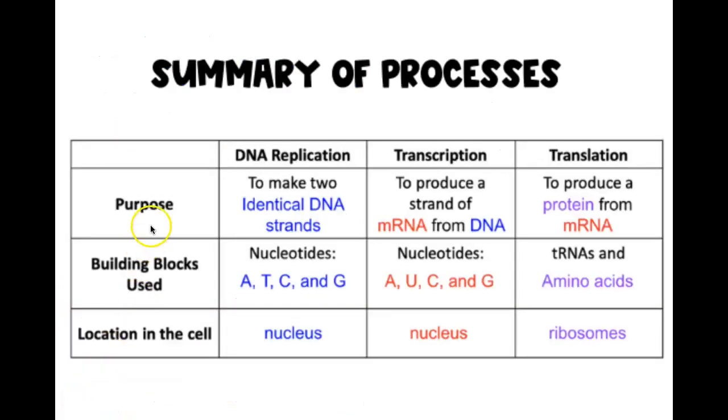Okay, so our summary really quickly. The purpose of DNA replication is to make identical DNA strands during S phase and interphase. The building blocks are A, T, C, and G, the nucleotides, and it happens in the nucleus. Transcription is to produce a strand of mRNA from DNA, and this happens with the nucleotides A, U, C, and G in the nucleus. And then finally, translation is to produce a protein from mRNA. The building blocks are tRNAs and amino acids, and the location is in the ribosomes.